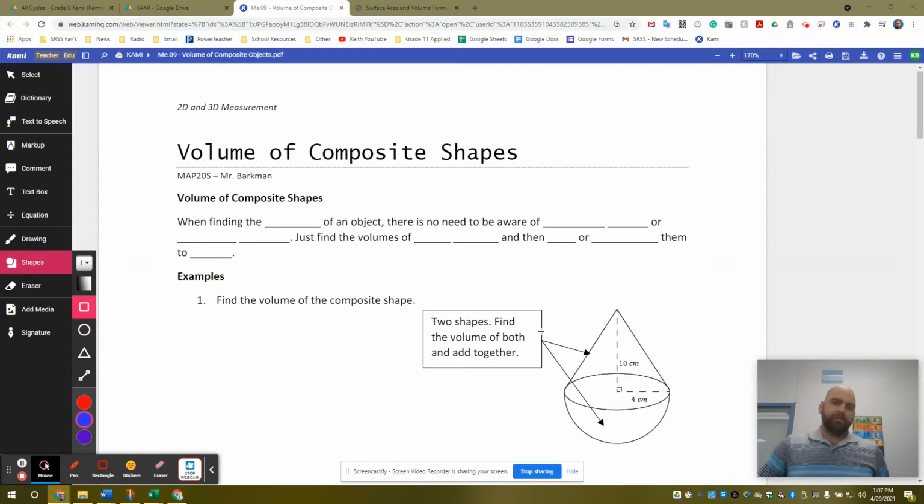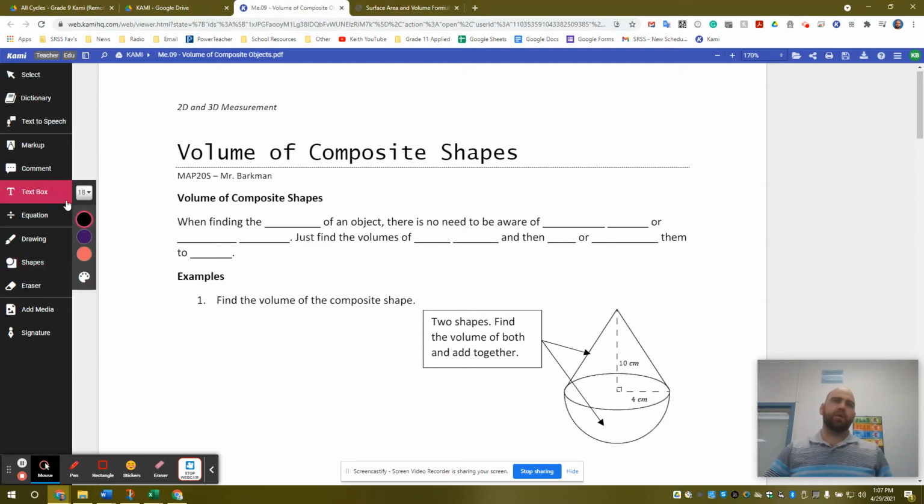All right, so the final lesson that we're going to take a look at in measurement is volume of composite shapes. We can also name it as composite objects. I often use that term as well. When we talk about composite shapes, we're talking about when we have two or more shapes put together. We've gone through that with surface area, so we understand at least the concept of composite shapes. Now we're going to take a look at finding volume instead of finding surface area.